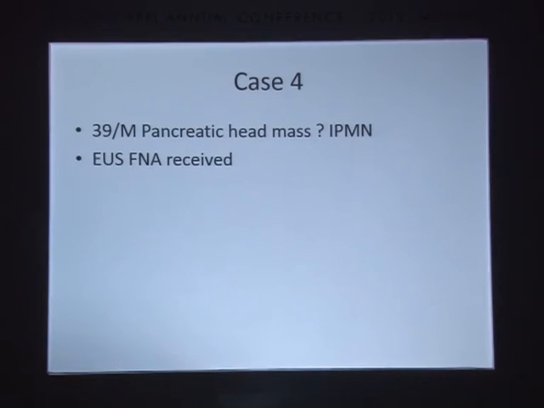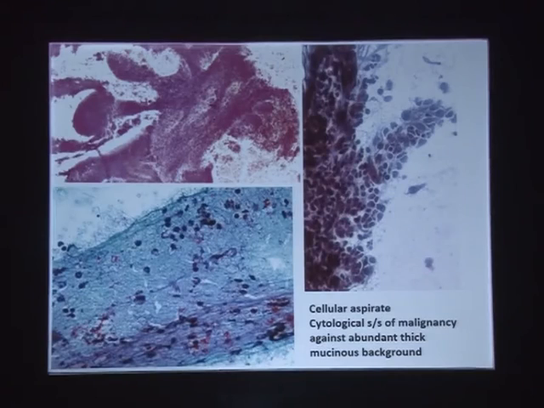adenocarcinoma of pancreas. This case 4 was a 39-year-old man. He came with a pancreatic head mass, and clinically they were considering intraductal papillary mucinous neoplasm of pancreas. So we received EUS FNA. It was a very cellular aspirate showing honeycombs of duct epithelial cells. Majority of them were quite regular. However, they did show subtle features of malignancy, and there was thick copious mucin in the background.